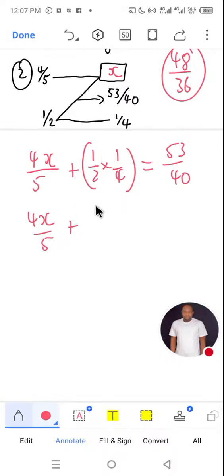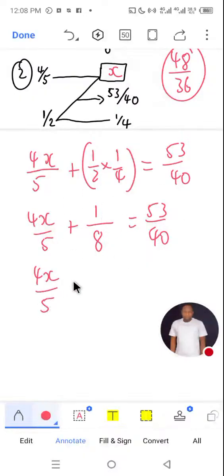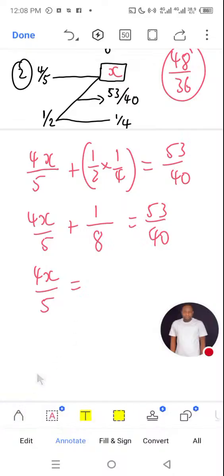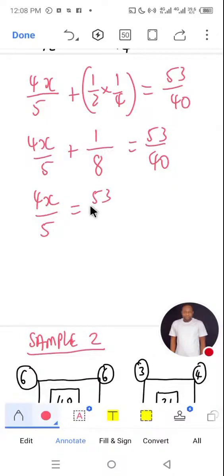Now I have 4x over 5 plus 1 times 1 is 1, and 2 times 4 is 8. I hope you can hear me. Good. It is equal to 53 over 40. So I'm going to move 1 over 8 to the other side. Remember, I'm looking for x, so let me subtract 1 over 8 from both sides. So it's going to be 53 over 40 minus 1 over 8.